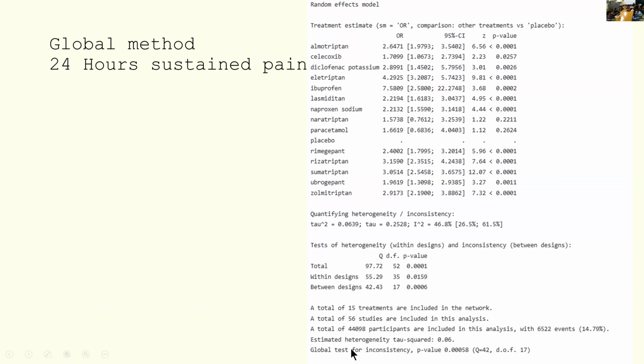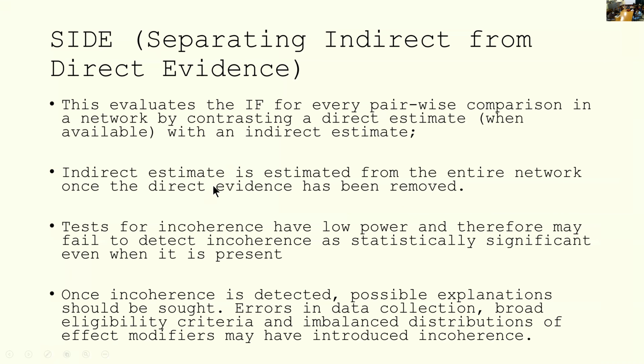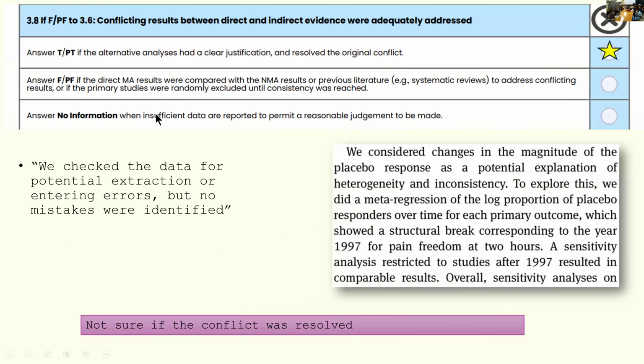And overall, the global test for inconsistency, the p-value is significant, with the Q statistic of 42. For the local methods, they have used the side back calculation model, and there they have written percent of comparison where there is some evidence. It's around 0.1 out of 15 comparisons, there was some sort of inconsistency. Okay, so then we'll go on to the last 2 questions. Was there conflicting results between direct and indirect evidence? Was it adequately addressed?